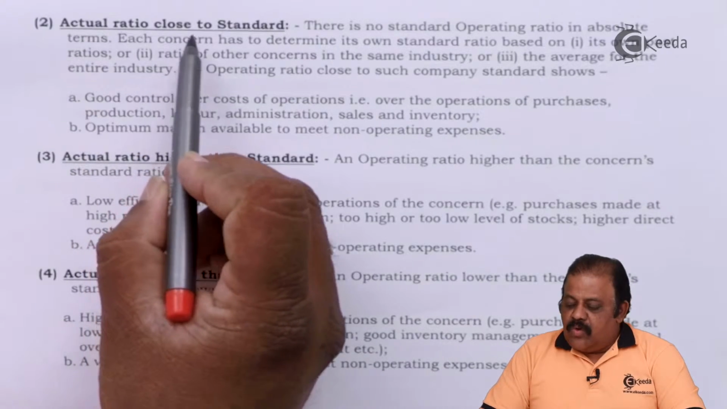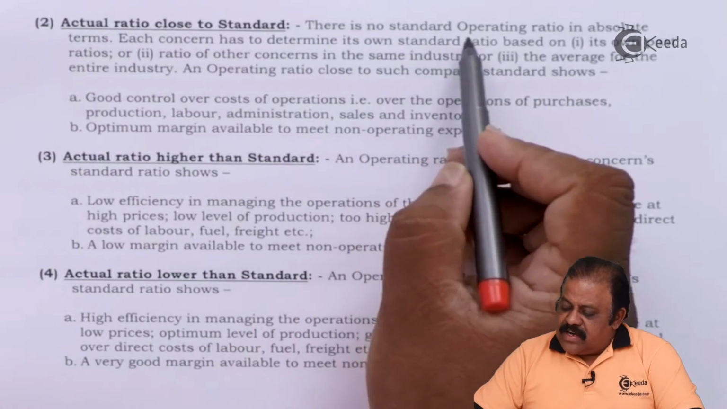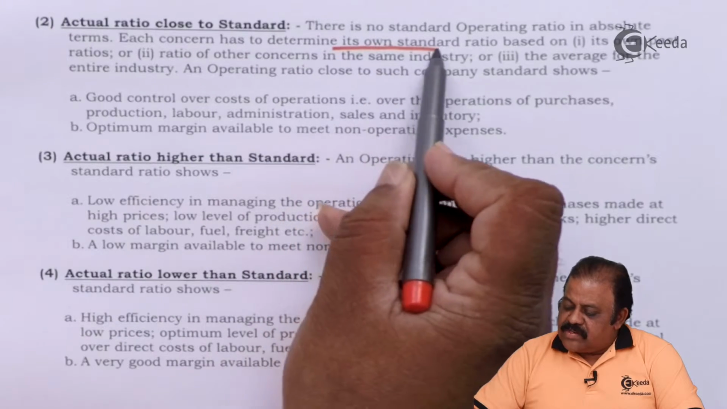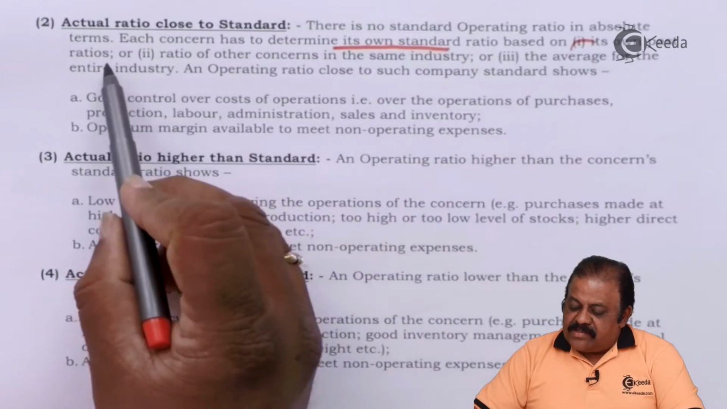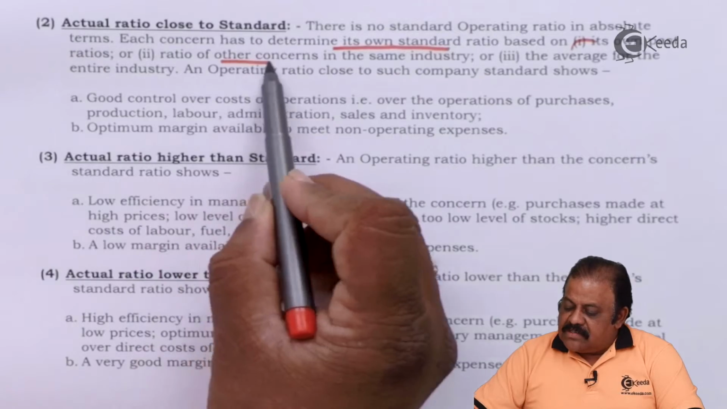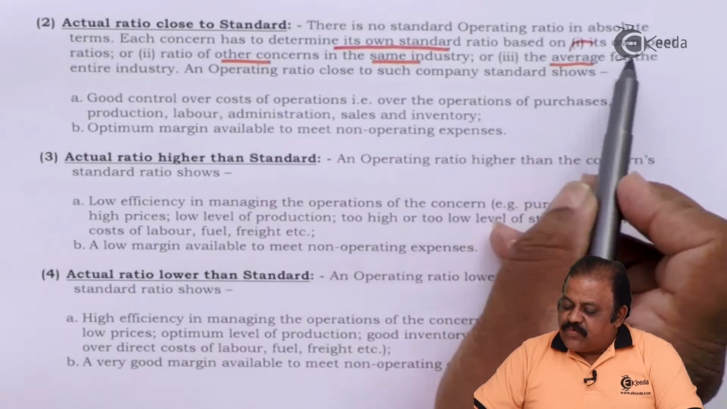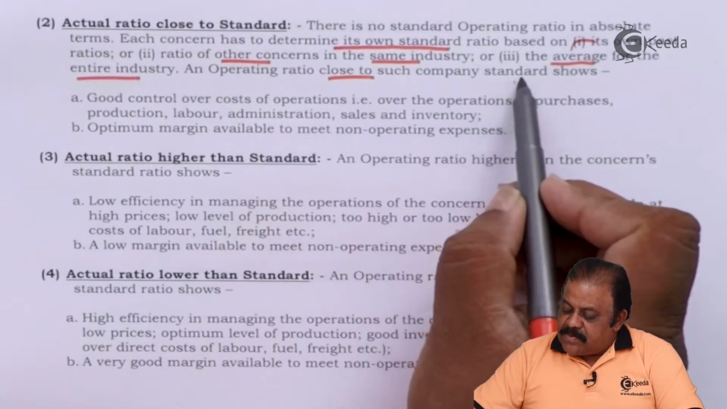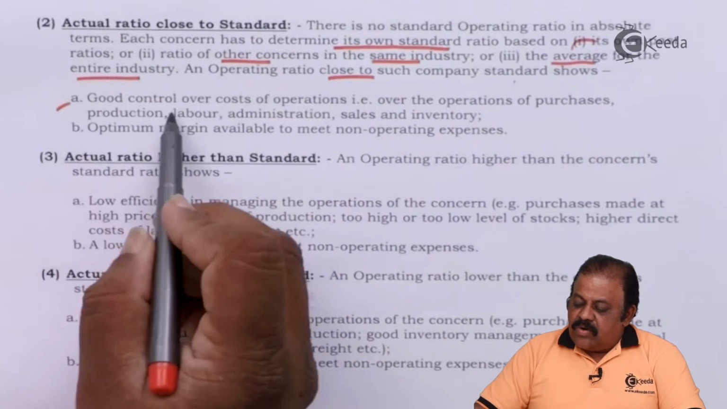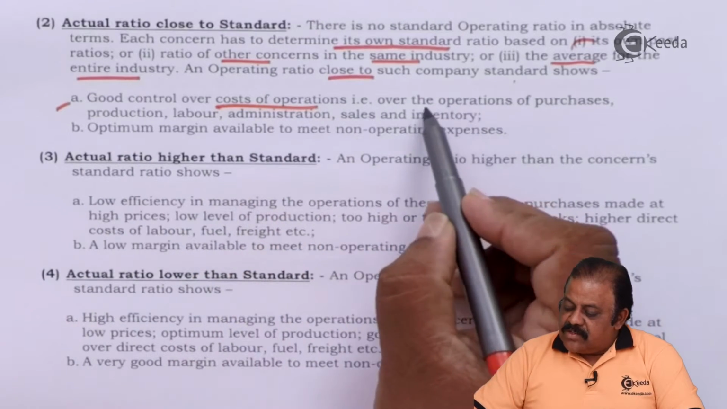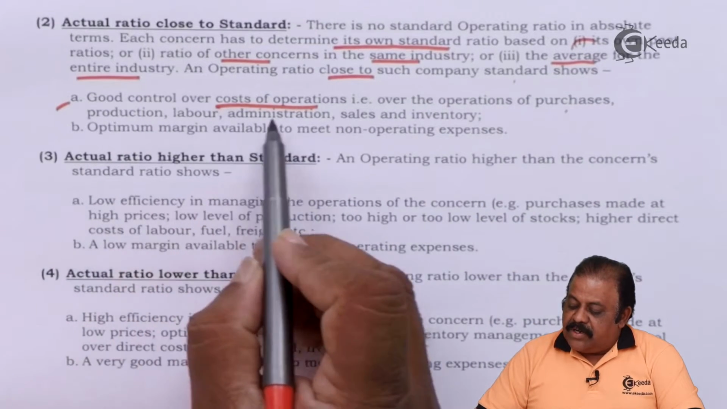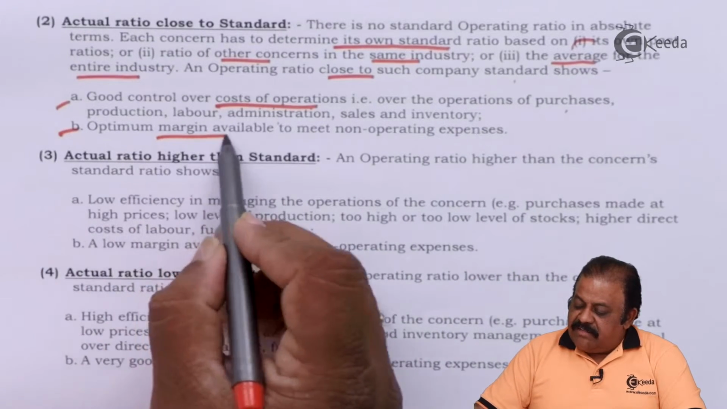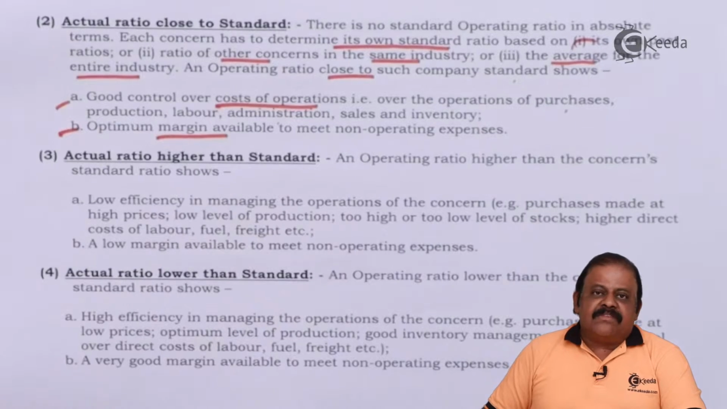Actual ratio close to standard. There is no standard operating ratio in absolute terms. Each concern has to determine its own standard ratio based on its own past ratios, ratios of other concerns in the same industry, and the average for the entire industry. An operating ratio close to such a company standard shows good control over the cost of operations, that is, over the operations of purchase, production, labor, administration, sales and inventory. Optimum margin is available to meet non-operating expenses.